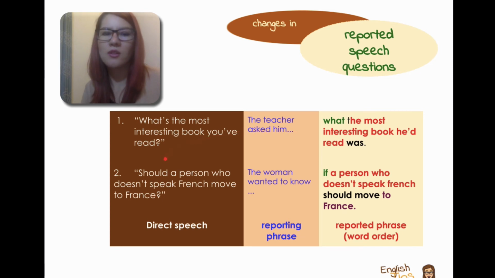Now question number 2 is a yes/no question starting with should a person who doesn't speak French move to France? And the woman wanted to know if, right, because it's a yes no question, we need if. And then again, a very long subject. A person who doesn't speak French should move to France. Should move is the verb. You can see the change, right, from the beginning to after the subject. And to France would be the complement, that additional information goes after the subject.